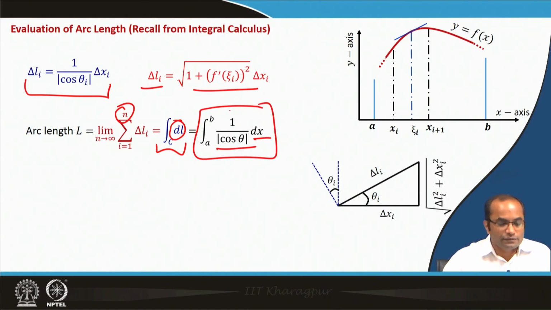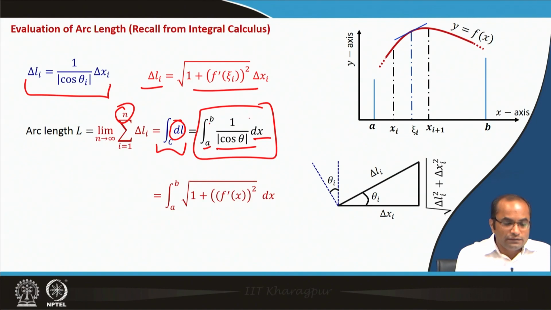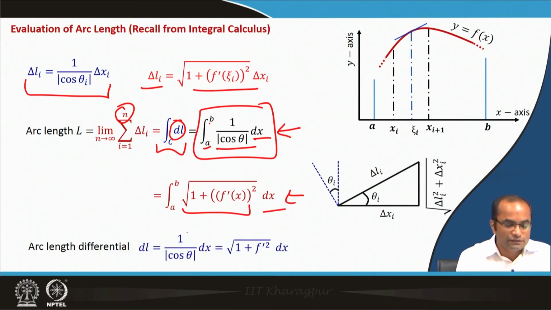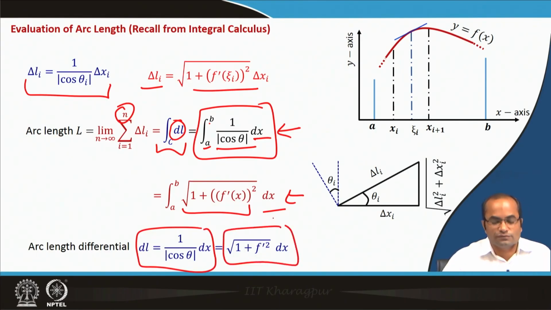So, this will be the integral which can give us the arc length of the whole curve, because we are integrating over x from a to b. Either this formula is applicable, or instead of replacing by 1 over cos theta dx, we can also replace by the square root of 1 plus f prime square dx. So, we have two formulas, either can be used. The arc length differential dl can be expressed by this or in terms of f prime.